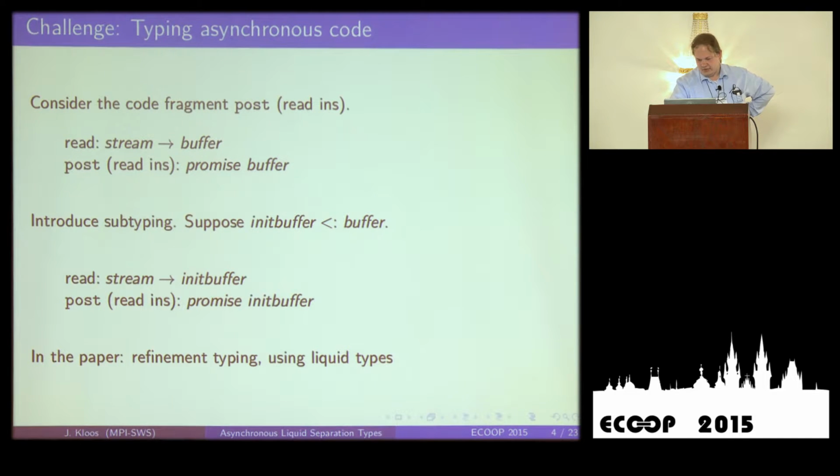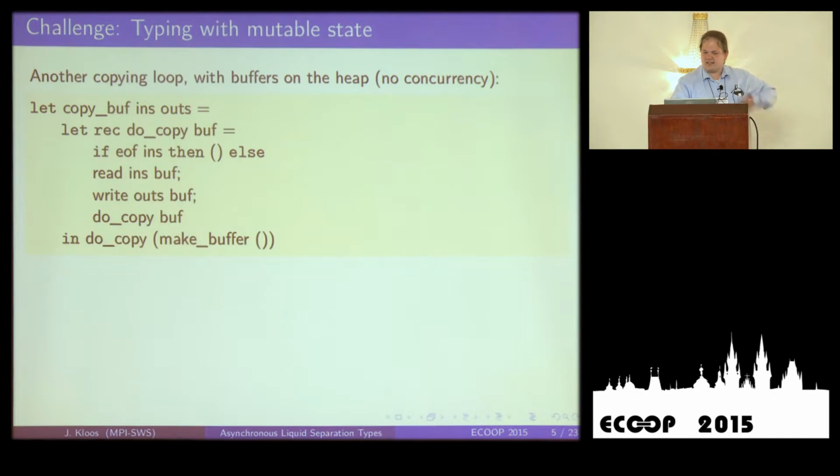But there's a second challenge, and that is typing programs with mutable state. So assume, for example, we have another copying loop now, which instead of having a buffer created by the read function, uses a buffer that's on the heap. And for now, let's consider a version without concurrency, just to see what's going on.